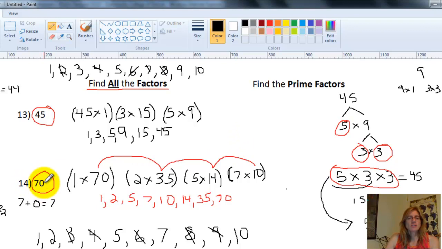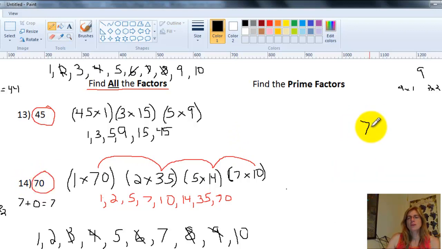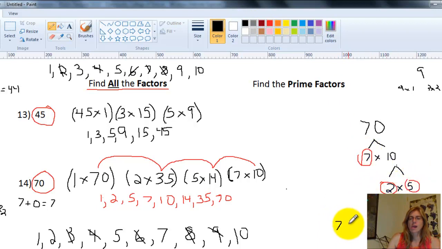So if we looked at the prime factorization of 70, and I'm going to do it my fast way. Okay, so I know that 7 times 10 is 70. I've got one prime number. So I'm done with that. I don't have to break it down. This is still composite, so I need to break it down. 2 times 5. 2 and 5 are both prime numbers, so we circle those, and we're done. So the prime factorization of 70 is 7 times 2 times 5. And those are all the prime factors of 70.